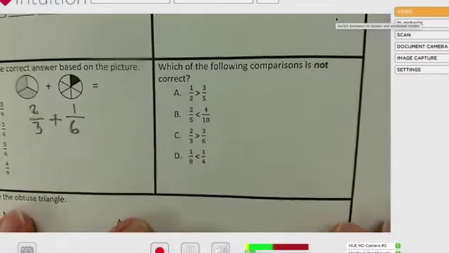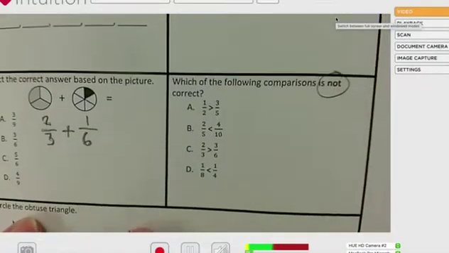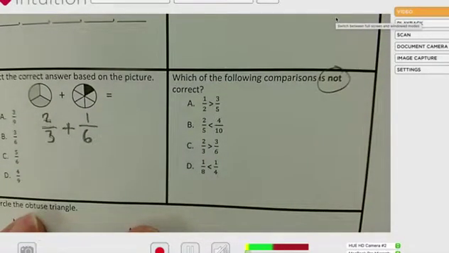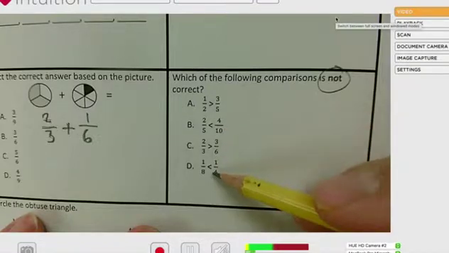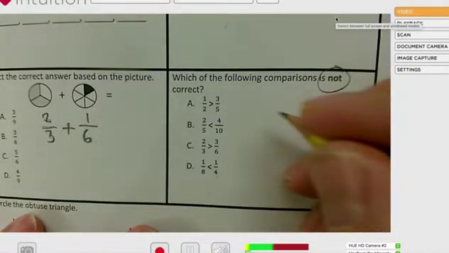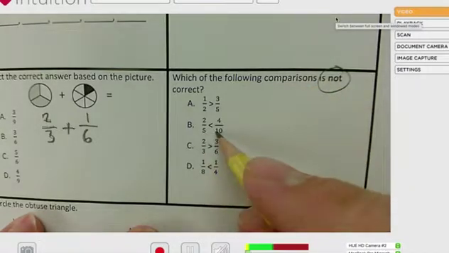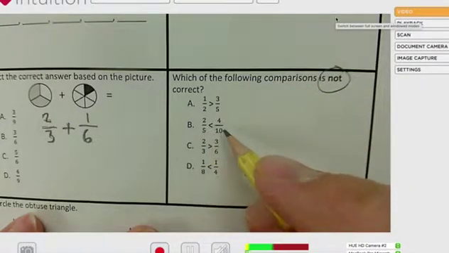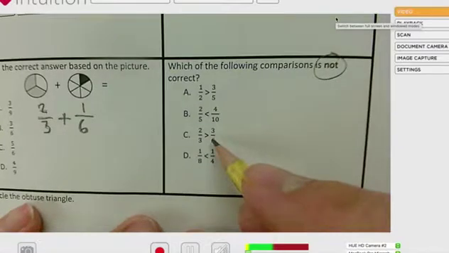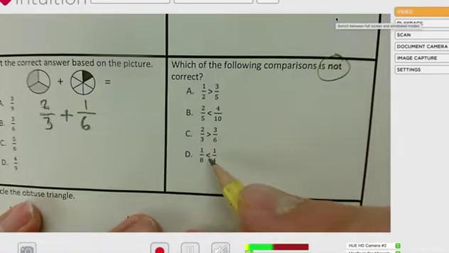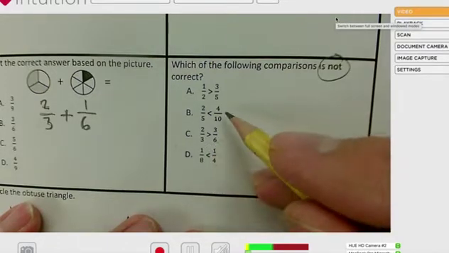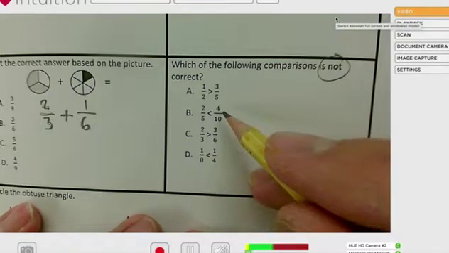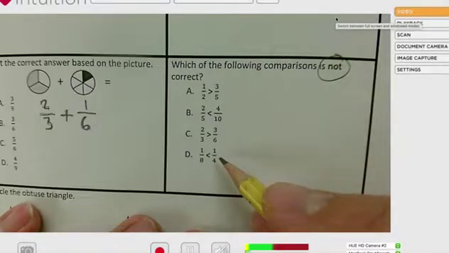Which of the following comparisons is not correct? Well, with all of these, you can make them the same denominator. For 2/5 and 10ths, you can change them both to tenths. For 1/3 and 6ths, you can change them both to 6. You can change these both to 8ths. We should know how to do that. Use multiplication to make them the same. Make these both tenths, make these both 6, make these both 8ths.